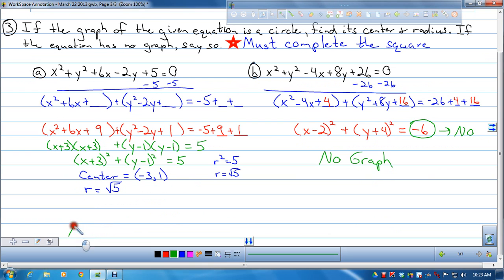Now, your assignment would be on page 410, and I would like you to do 3 through 30 multiples of 3, and then I would like for you to do 35 through 42 as well.